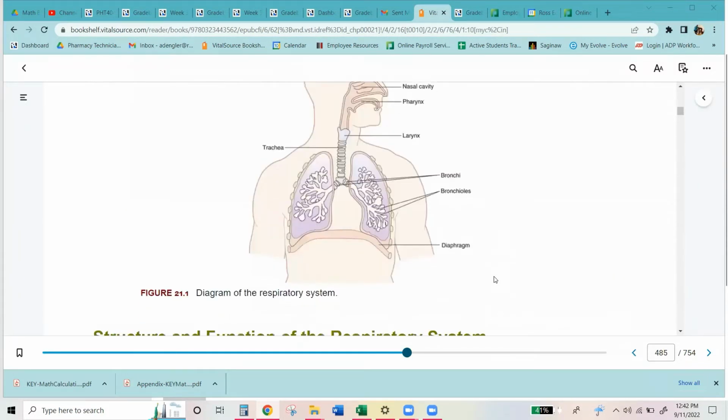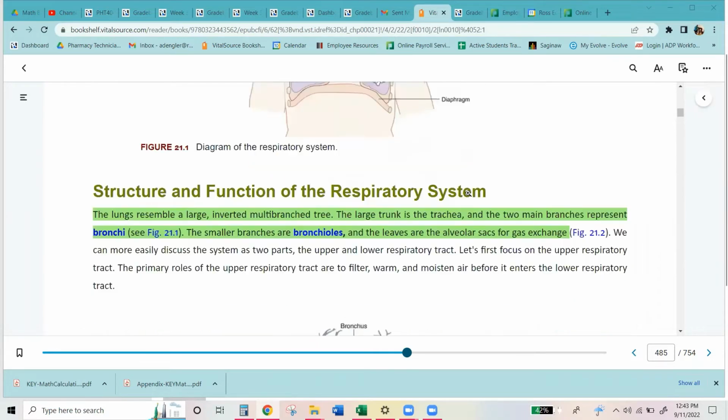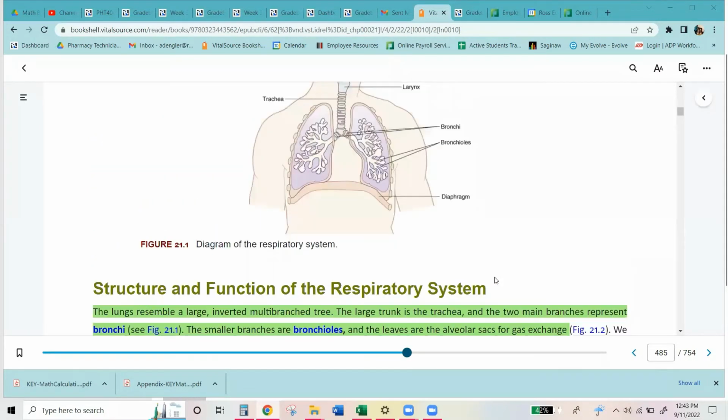And here's a diagram of the respiratory system. So we have the diaphragm, we have the bronchioles, those are the little tree-looking things. We have the bronchi, here and here, the trachea, the larynx, the pharynx, and the nasal cavity. The lungs resemble a large inverted multi-branched tree. The large trunk is the trachea, and the two main branches represent bronchi. The smaller branches are bronchioles, and the leaves are the alveolar sacs for gas exchange.